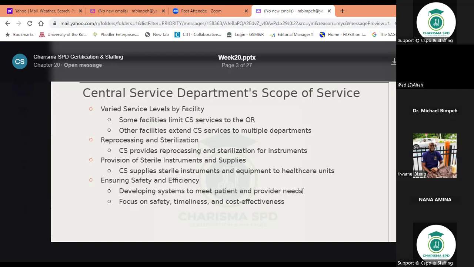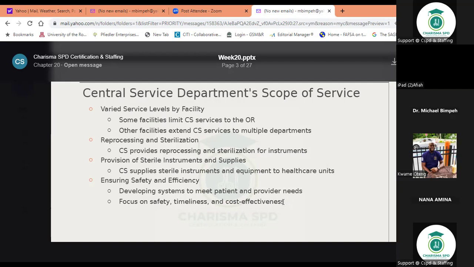Now, I'm sharing this information for us to know that when the OR requires a specific thing, they know, they are the surgeons. We are only trained to clean and sterilize, but they were trained in medical school. They know why they want that length, size, etc. So let's focus on that. Focus on safety, timeliness, and cost effectiveness.